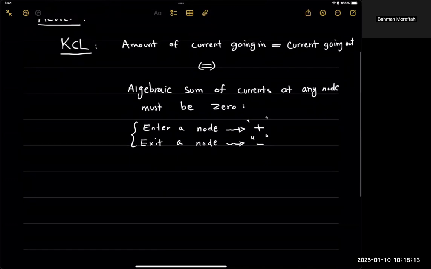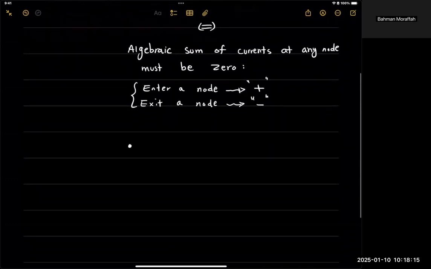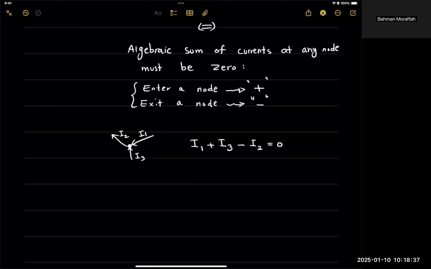If we wanted to see this pictorially, let's say this is our node. I have a bunch of currents, let's call them I1, I2, and I3. I1 and I3 are going in, so they should have positive signs. But I2 is going out, so it should have a negative sign. So it should add up to zero.